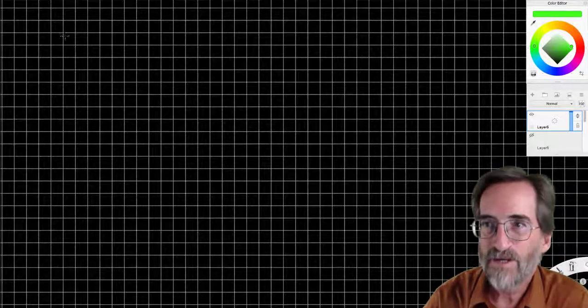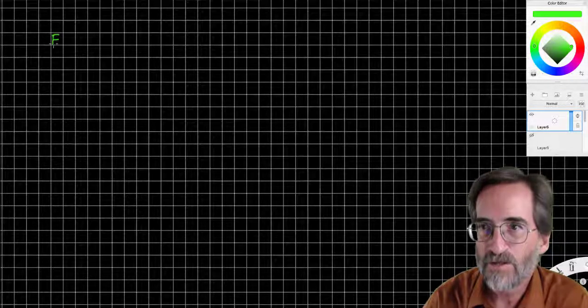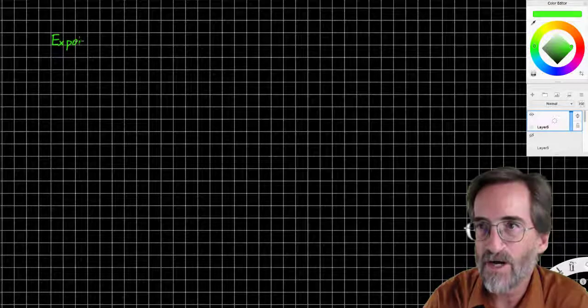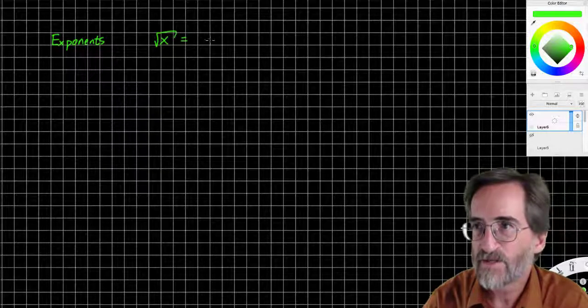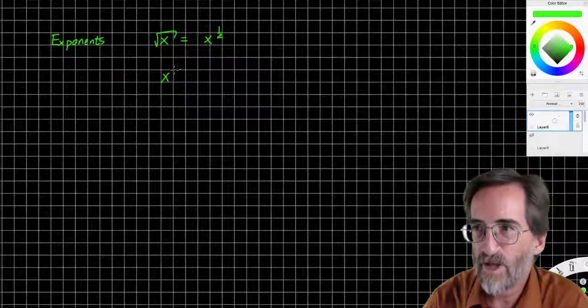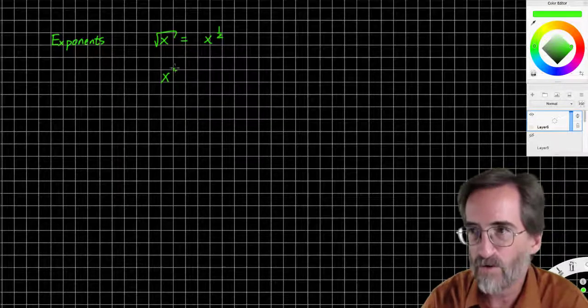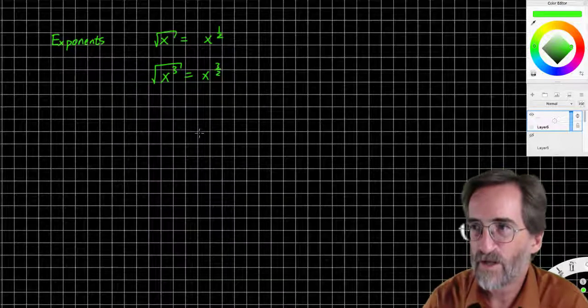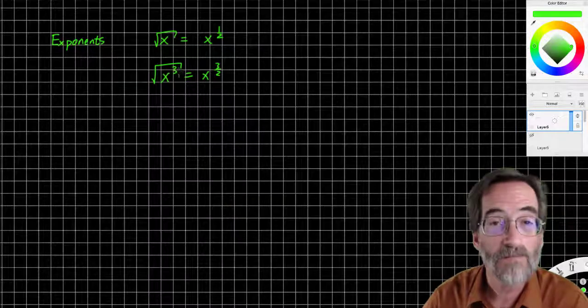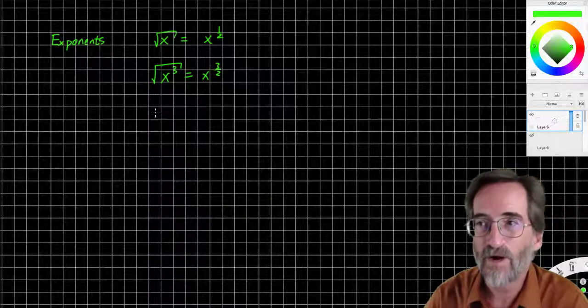One of the things that is really important to understand is the meaning of exponents when we're not dealing with whole numbers. So if I have the square root of x, that is the same as x to the 1/2. If I have the square root of x to the 3rd, that is the same as x to the 3/2. Basically the square root becomes a 1/2, and the 3 becomes the numerator of the fraction.